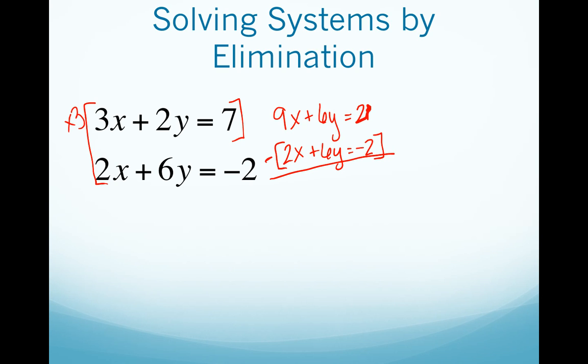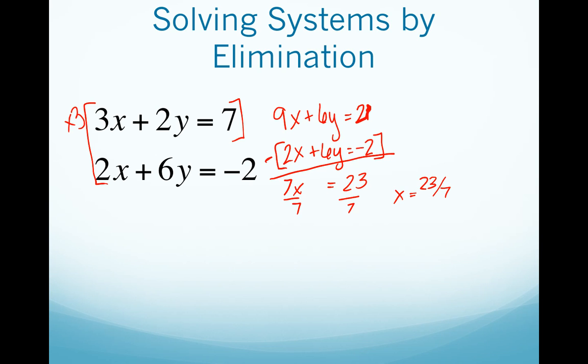So now I can eliminate my y term if I subtract this bottom equation from the top. So when I subtract, 9x minus 2x is going to give me a 7x. And then 6y minus 6y is going to cancel. And then 21 minus -2 is really 21 plus 2, so it's going to be 23. I can then divide by 7. I get x equals 23 over 7.